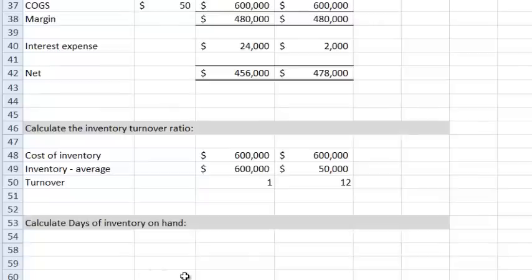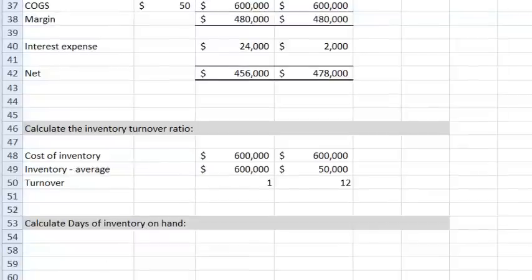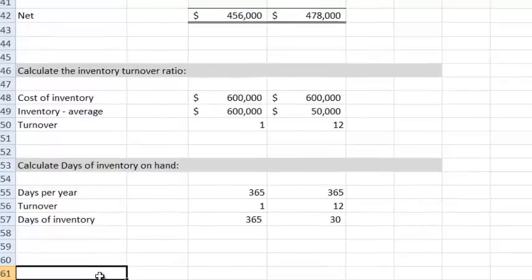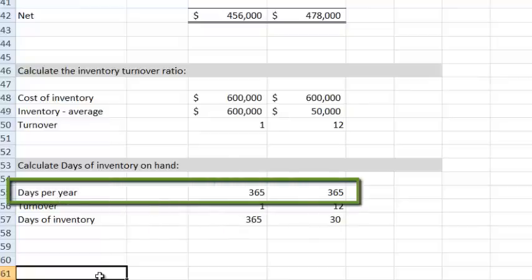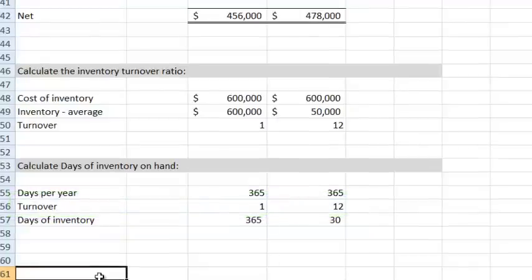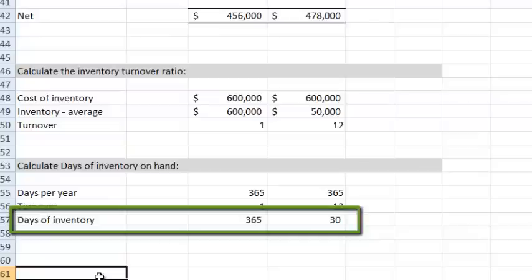There's one more related calculation to the inventory turnover, and that's to calculate the days of inventory on hand. Intuitively, we would expect, we know the answers to this, but let's take a look at the calculation. For days of inventory on hand, we take the days per year, which is 365 days per year. We divide it by the turnover. So the turnover of 1 for store 1 and turns of 12 for store 2, and we divide, and from that we can now calculate the days of inventory.